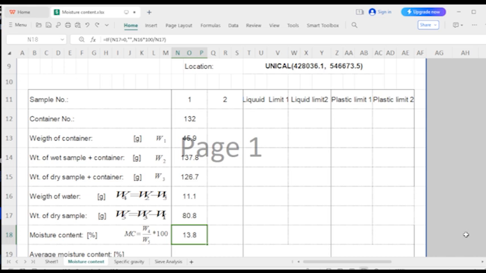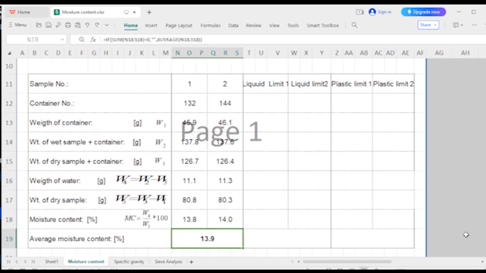It is done for the first, and we now consider the second. That's container number 144. Then the weight of container, and it continues with all the measurements, and you can see it is now taken. So we sum up and find the average. When that is done, we have known the moisture content for the soil sample.